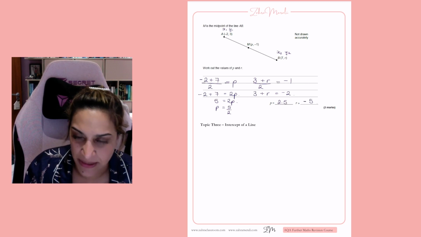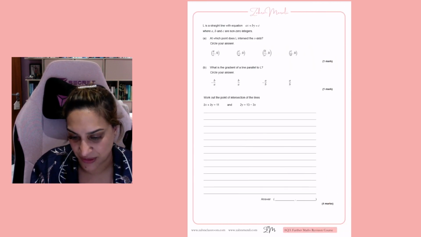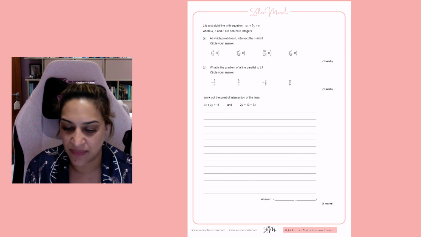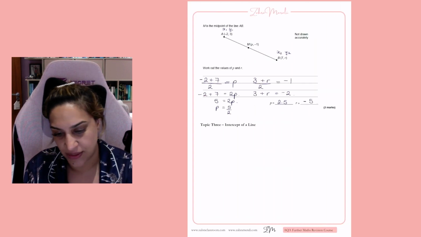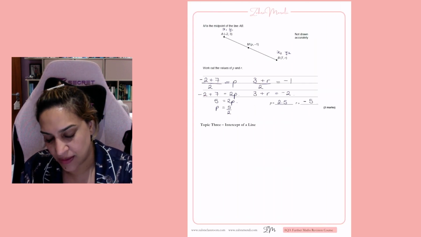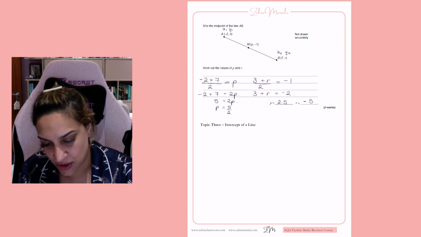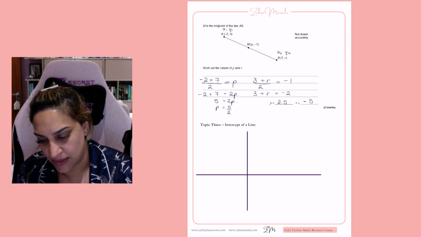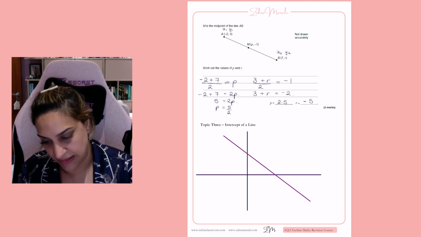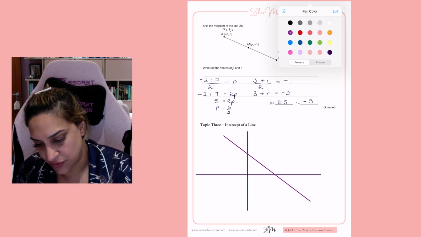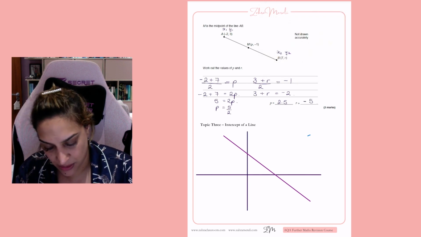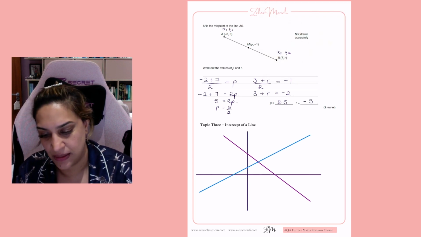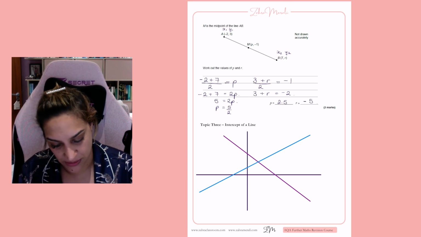The next topic is looking at the intercept of a line. So that's where something crosses an axis. There's lots of different types of intercepts. If we take an equation, let me take a purple line here, and let's draw a blue line like that. Okay, so let's look at some coordinates.